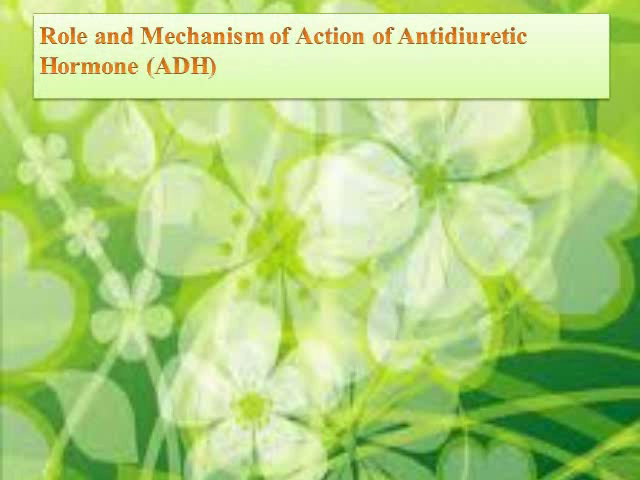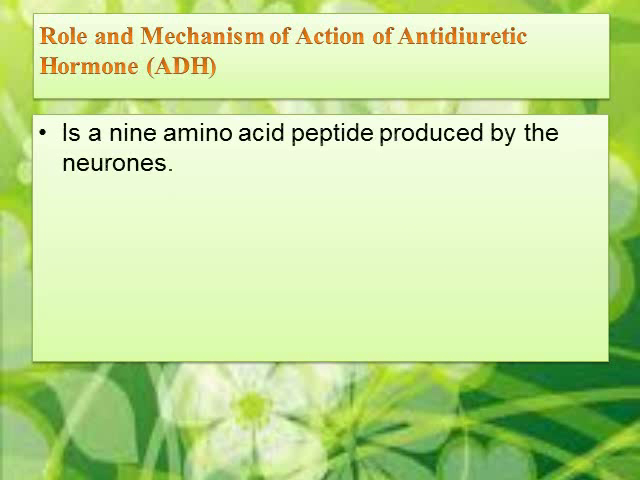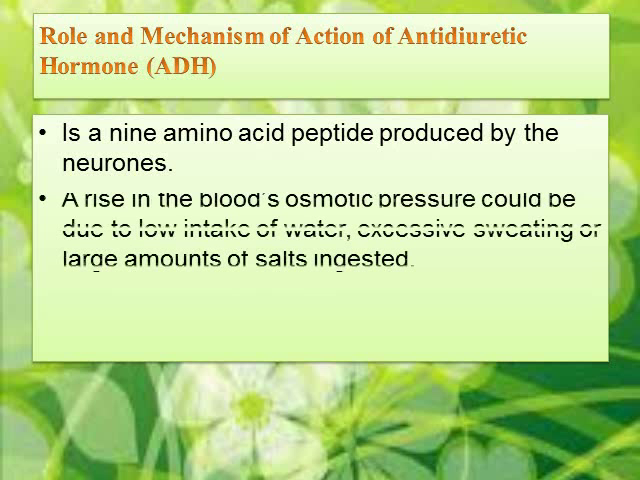Role and mechanism of action of antidiuretic hormone. Antidiuretic hormone, also called ADH. ADH is a 9-amino acid product produced by the neurons. A rise in the blood osmotic pressure could be due to low intake of water, excessive sweating, or large amounts of salts ingested.